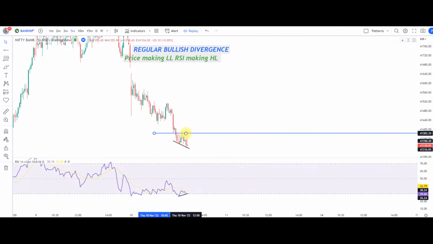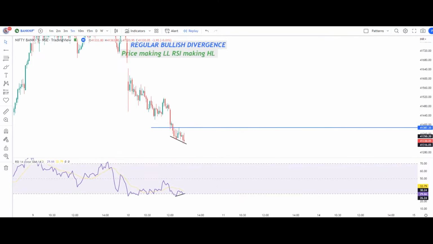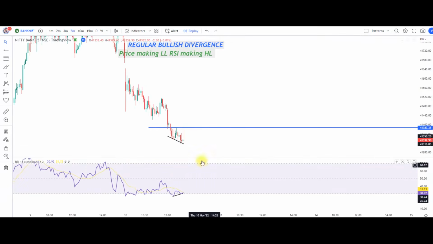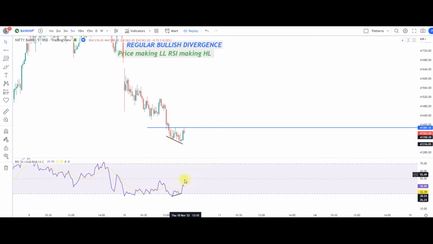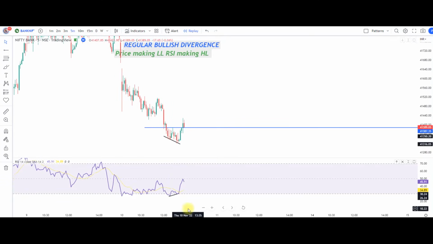If you see here, we have one resistance area here. So I am going to draw one line here. So once this level is taken away, if any green candle is closing above there, we can enter into the long trade. We will see how the trade is going on. Now the RSI is also going in the same direction as the price. Now we got the entry for us to enter into the long trade.